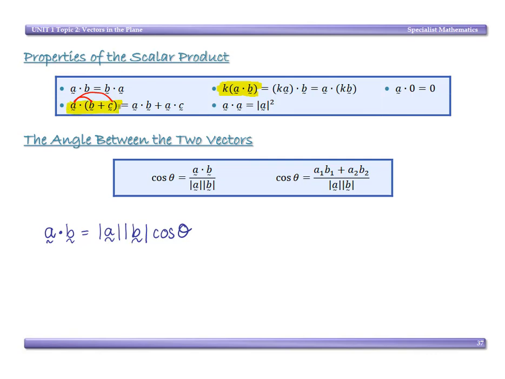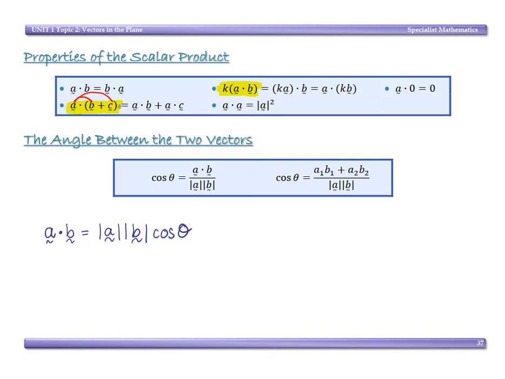The dot product of A and 0 is 0, and the dot product of two of the same vectors is the magnitude of that vector squared. And again, if you think about the process of what you're doing, that makes sense.